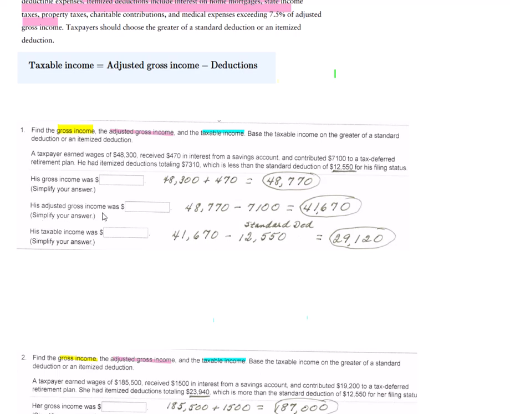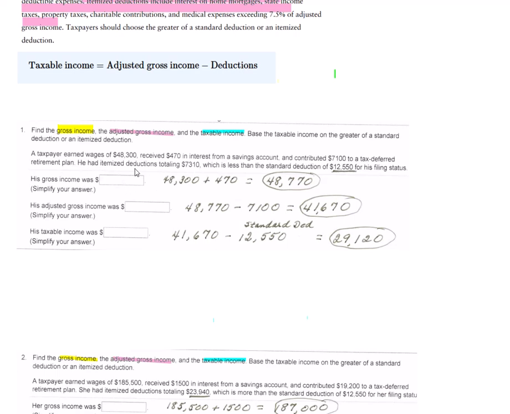So the adjusted gross income is your gross income from part one. Bring it down, subtract the adjustment of $7,100 to get your adjusted gross income, which is now $41,670. Now the taxable income, let's go back and finish reading this.